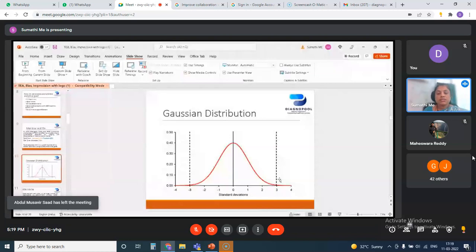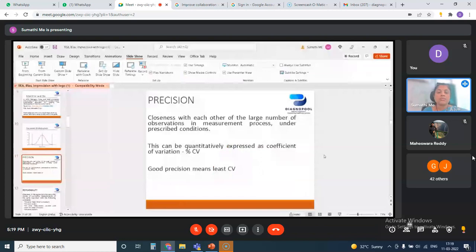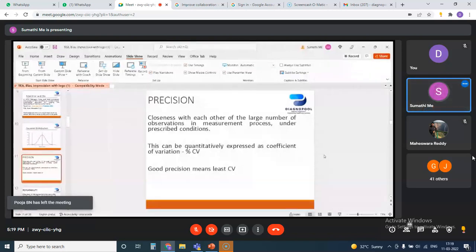So these are the two things. As I told you, the total error comprises the precision part as well as the accuracy part. So let us understand in detail what is precision. Precision is the closeness with each other of the large number of observations in a measurement process under prescribed conditions. So how close the values are with each other.